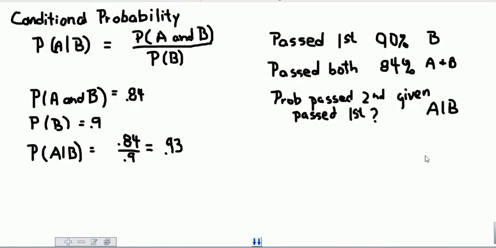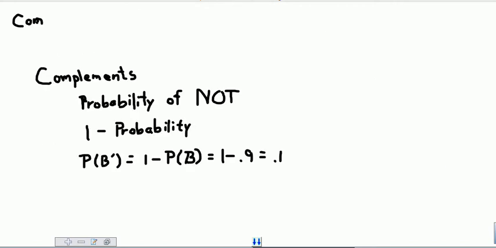Well, let's go back and look at our thing over here. We used the probability of B as being 90%. Probability somebody passed the first test. So what's the probability they did not pass the first test? Well, 1 minus the probability that they did pass the first test. So we get a probability of 0.1.